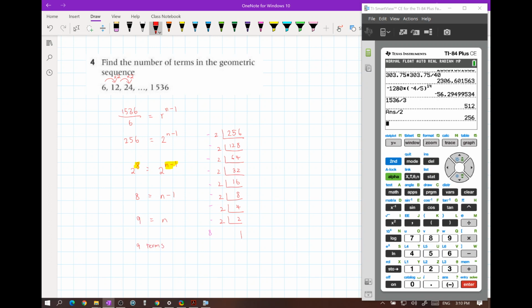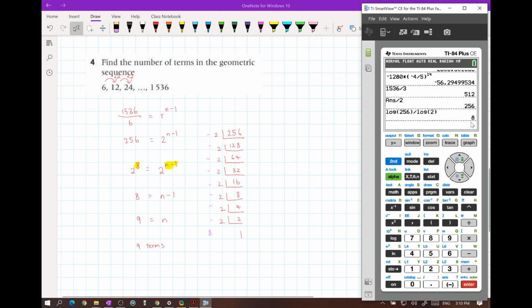Now later, when you learn logarithm, what you can do is take log 256, and then divide by log 2. This tells you the power that's needed. So you don't have to do the long division.